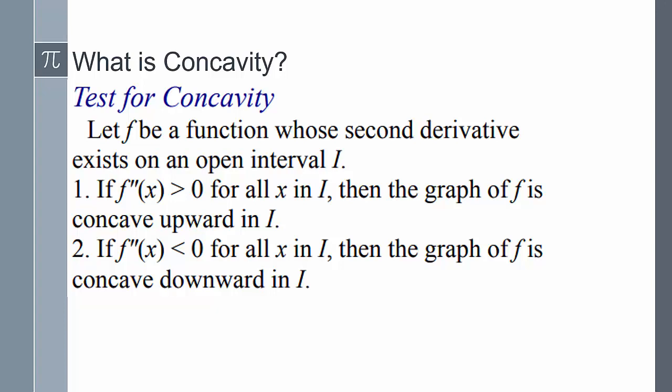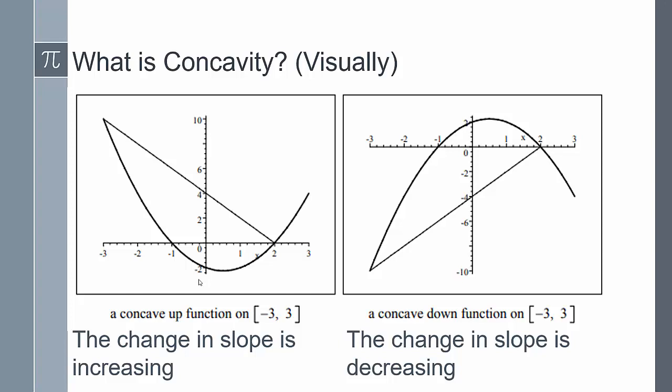Now, the way that we test for it is we use the second derivative. So you take your function, you find the derivative, that's your first derivative, you find the derivative again, that's your second derivative. If your second derivative is greater than 0, so the values on the interval are positive, then it's going to be concave upward. And if on that interval your second derivative is less than 0, then we're going to say that it's concave downward.